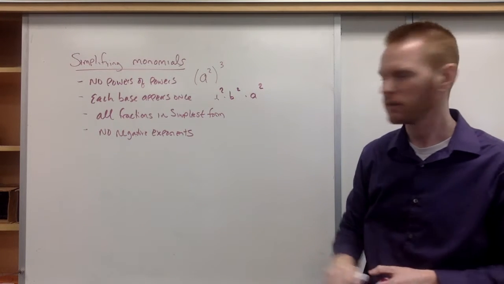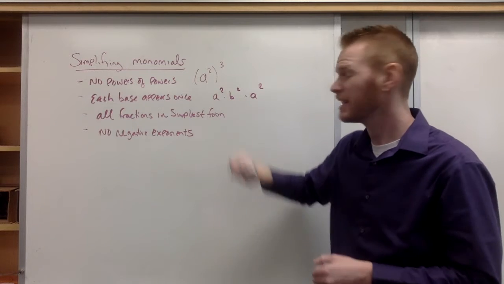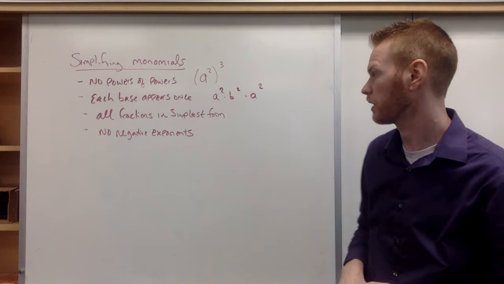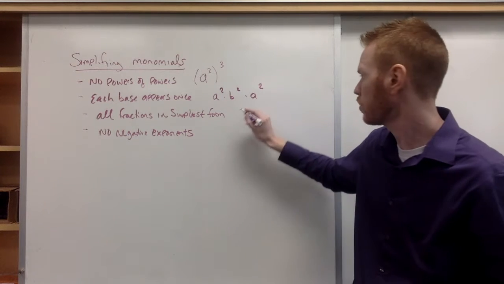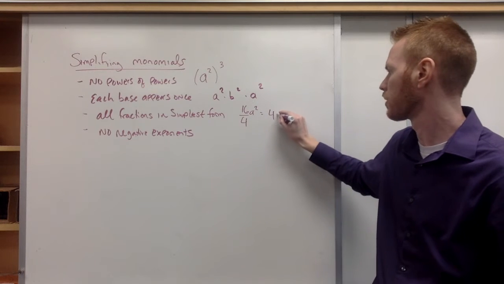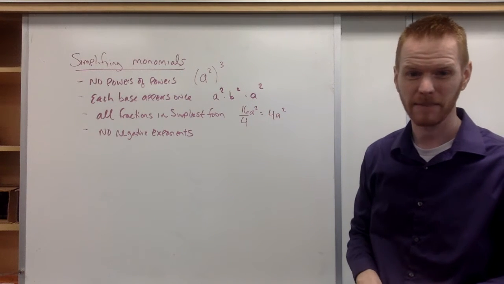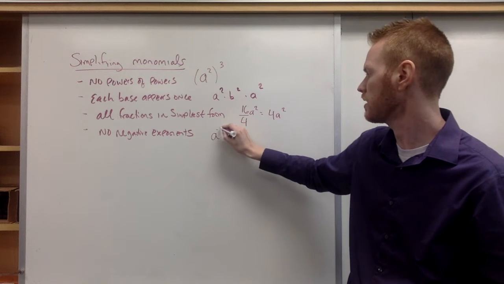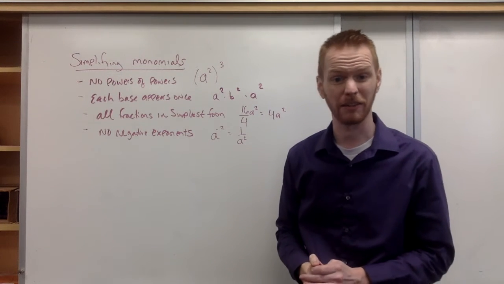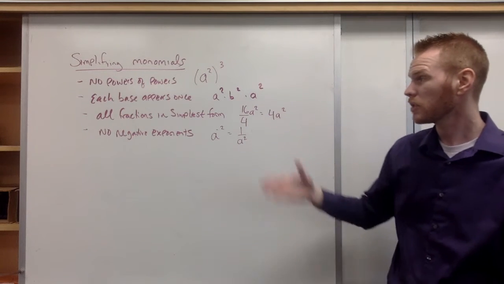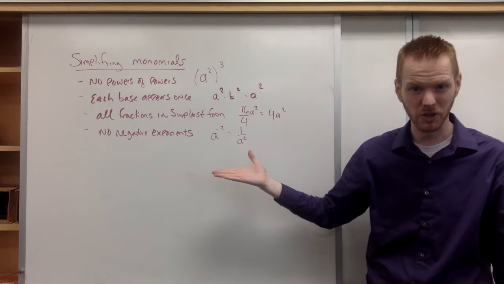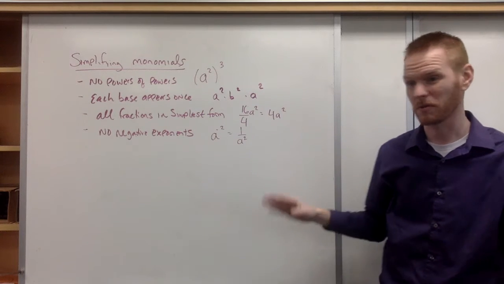See how A appears twice? I need to simplify that, and then that'll be my final answer. All fractions are in simplest form, so if you had like 16 over 4 a squared, you should have 4a squared when you simplify it. And then no negative exponents, so a to the negative 2 power, we should flip it, okay? We shouldn't leave it as a to the negative 2 power. So when you're simplifying, you got to keep these things in mind. If this is still being shown in the problem, you can go a little further and reduce.